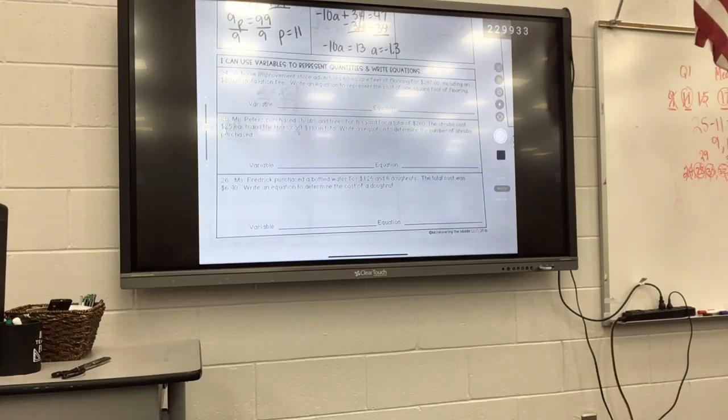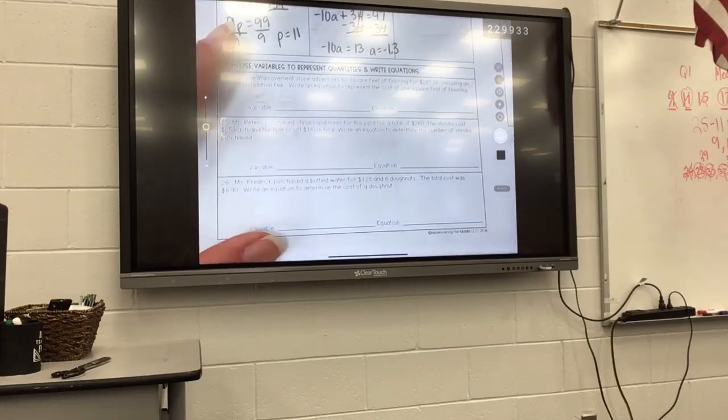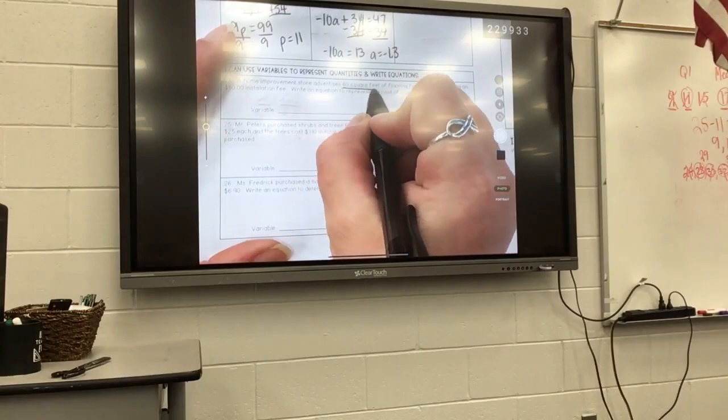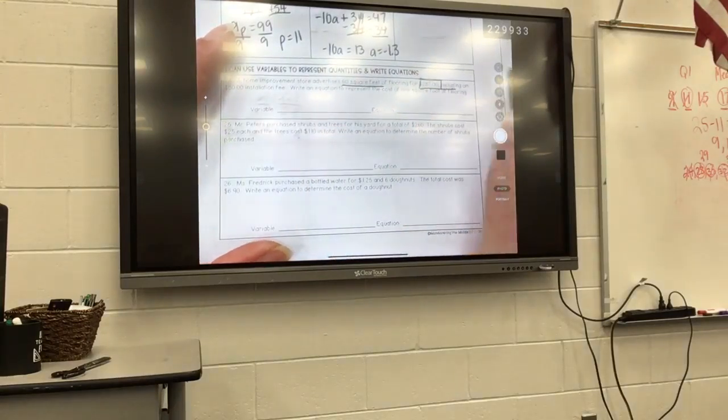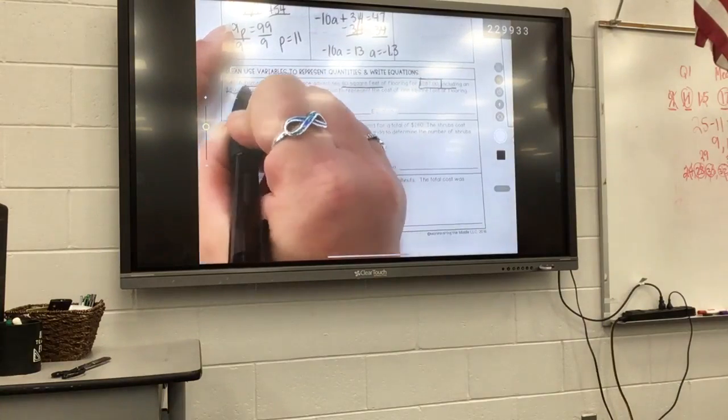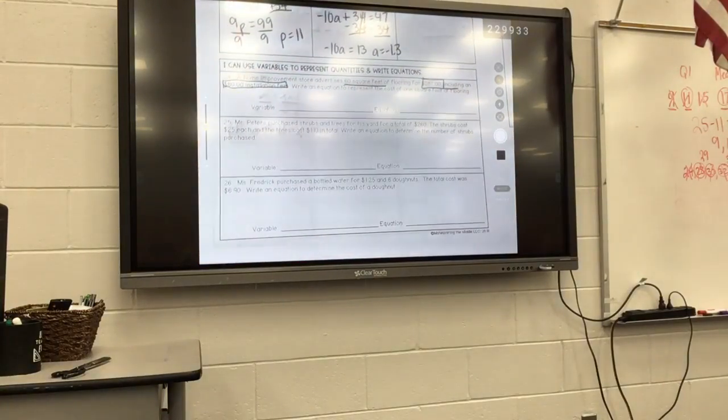24. Yes. Alright, so it says a home improvement store advertises 60 square feet of flooring for $287, including an $80 installation fee. Write an equation to represent the cost of 1 square foot of flooring. So, 60 square feet costs you $287, including $80 installation. What is your equation going to look like?